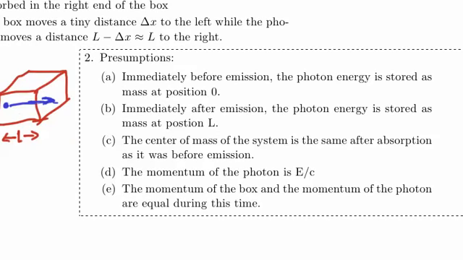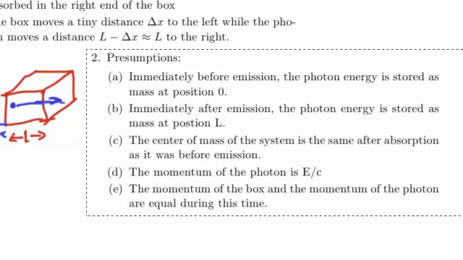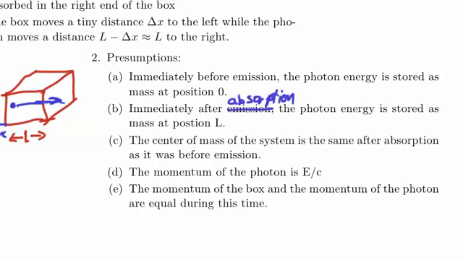Immediately before emission, the photon energy is stored as mass at position 0. It seems like kind of a big leap to make, but we're just assuming that the energy has mass over here on the left. And immediately after absorption, the photon energy is stored here at position L as mass. And we make this assumption: the center of mass of the system is the same after absorption as it was before emission.